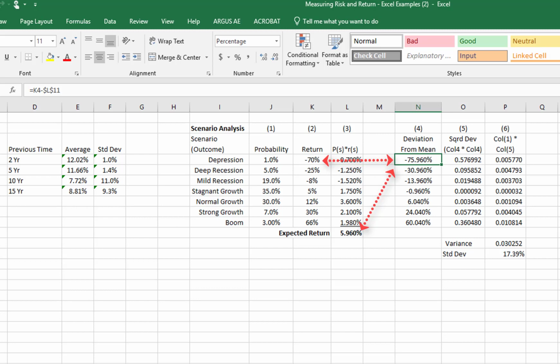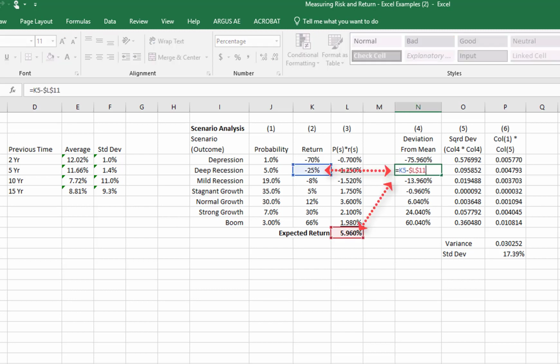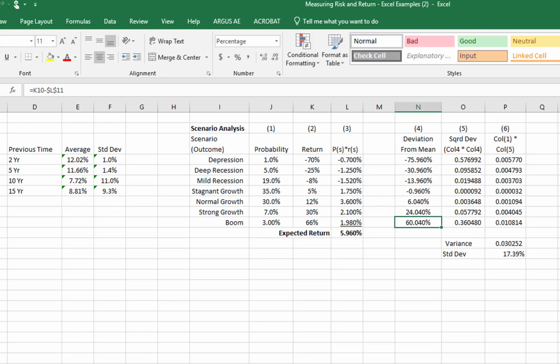Those are synonymous if we were in a depression. Same thing with the deep recession. We would be 30.96% below. And let's look at the formula again. It's the return for that scenario, subtract out the expected return over all of the scenarios. So I'm going to copy this formula all the way down, and if we look at this last one, again it's the same idea. With a boom, we're going to be a little over 60% above the expected return if we find ourselves in that scenario. So first thing is find this deviation from the mean.